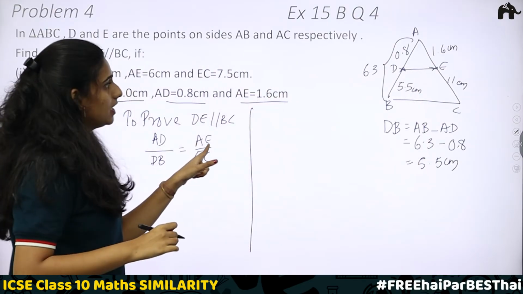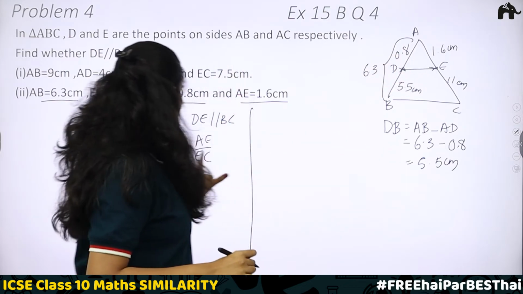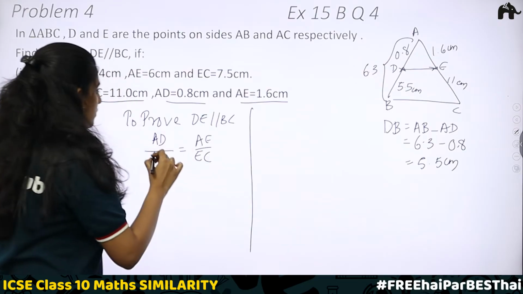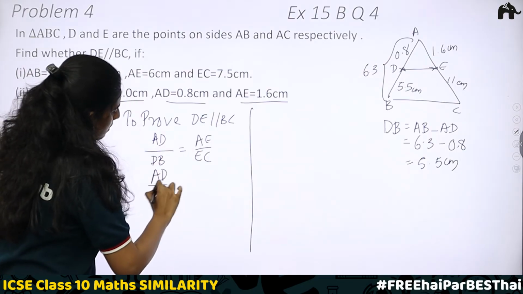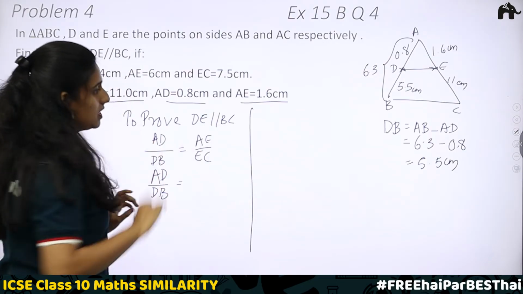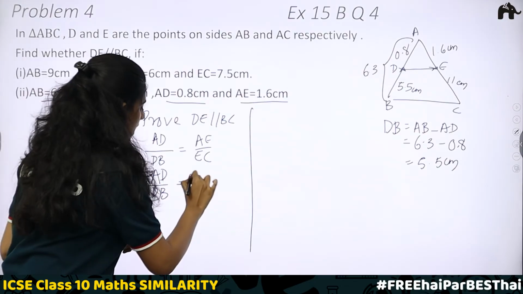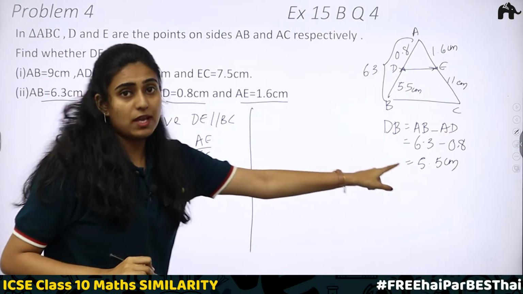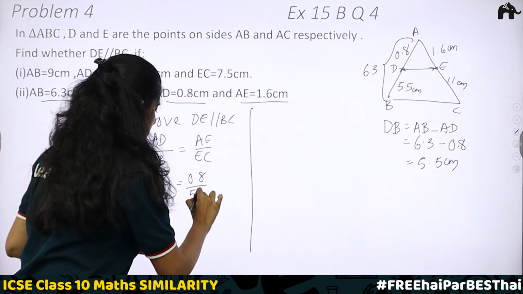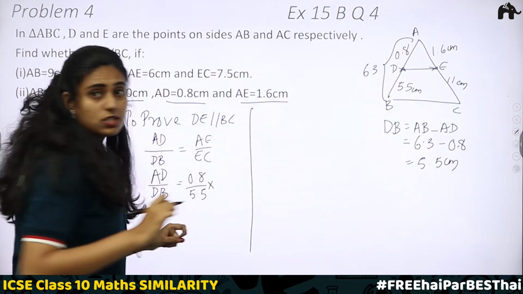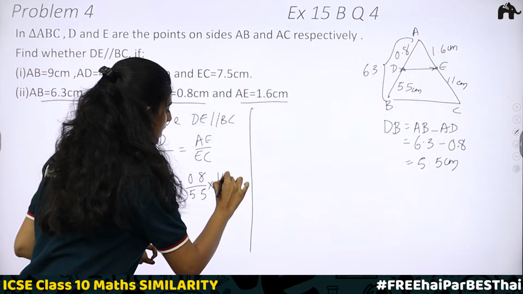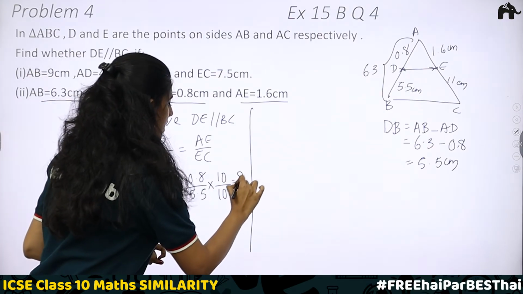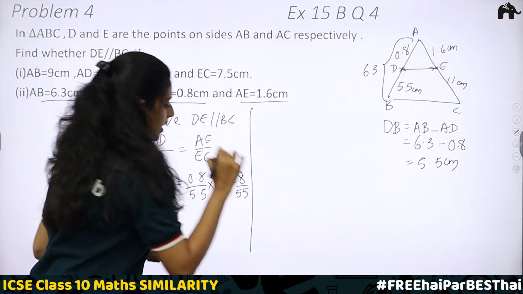What else? AE is 1.6. What about EC? EC is also given, which is 11. So let's take the first ratio. AD divided by DB. AD by DB is equal to AD, 0.8, divided by DB, 5.5. In order to remove the decimal, I am multiplying numerator and denominator with 10. We get 8 divided by 55.